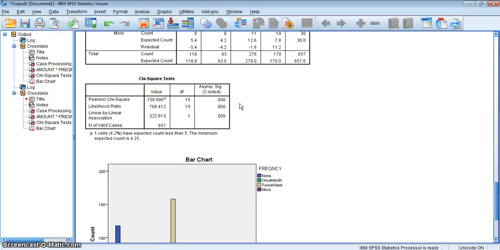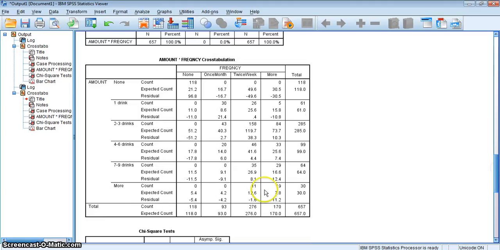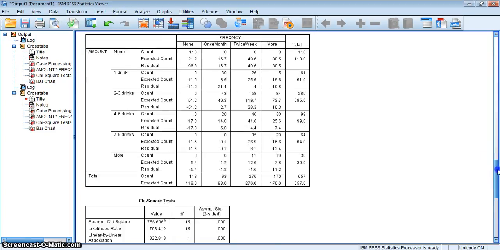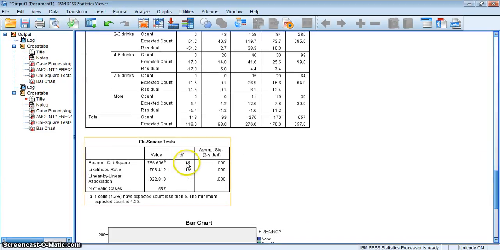The Pearson chi-squared is 756. The p-value is 0.00. This degrees of freedom I forgot to mention in class. This is the number of rows minus 1 times the number of columns minus 1. So what's R? R is 1, 2, 3, 4, 5, 6. So 6 minus 1 would be 5. C is 1, 2, 3, 4. So 4 minus 1 would be 3. 5 times 3 is 15. There's your degrees of freedom right there. R minus 1 times C minus 1.